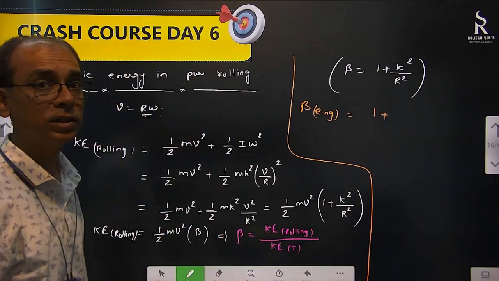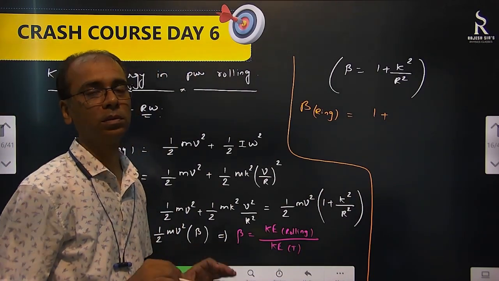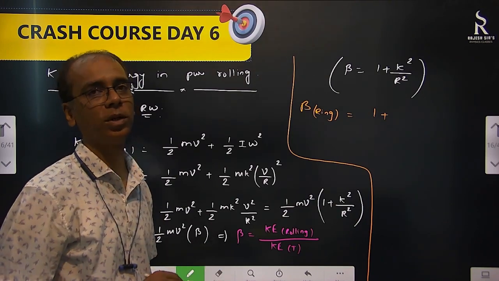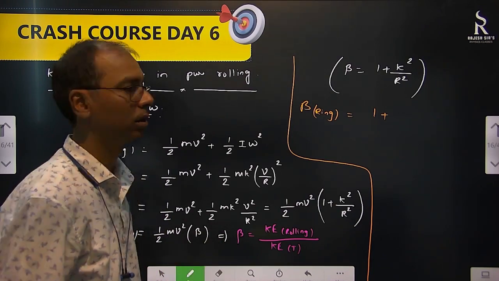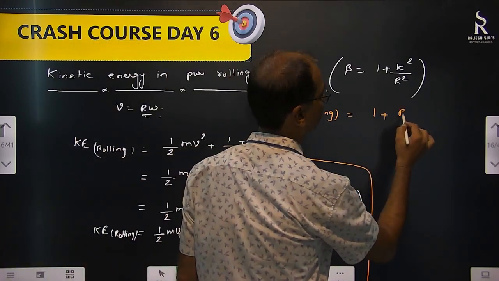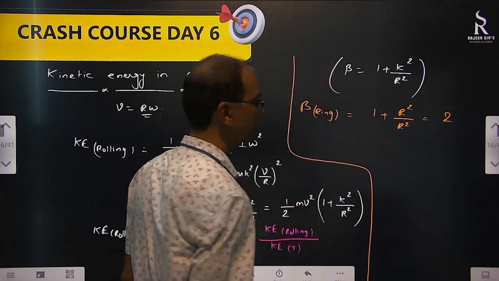Now in ring's case, what is the moment of inertia? From the center, moment of inertia is mr square. So mr square equal to mk square. That means k equal to r only. So 1 plus r square by r square. Beta value is 2 for ring.